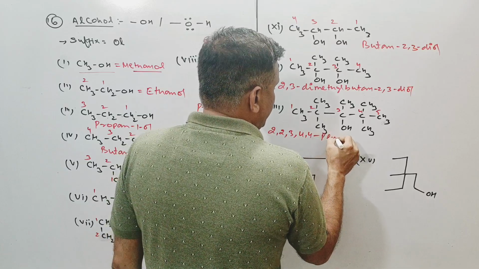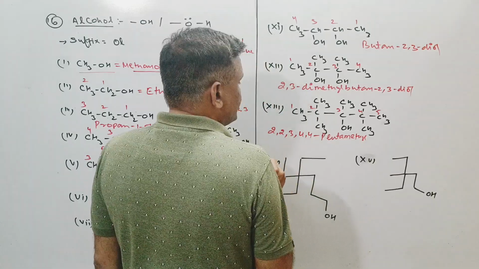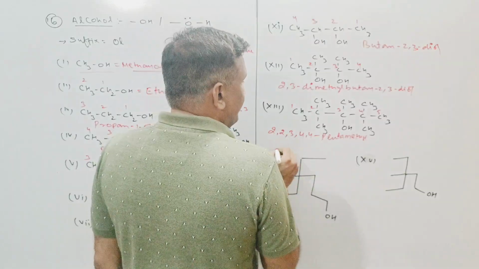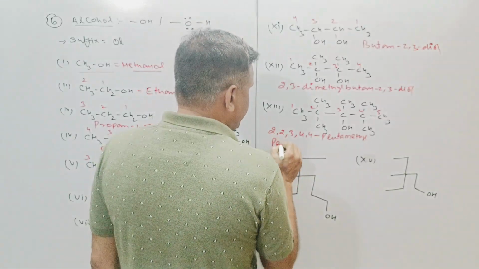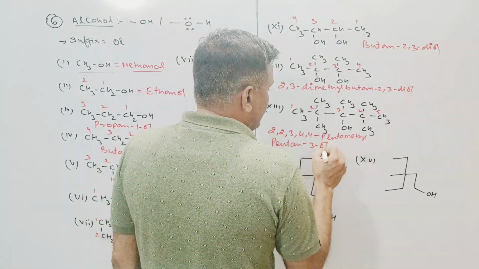This is the pentamethyl. There are 5 carbon chain, so it will be pent, single bond, ane, over the 3 ol.